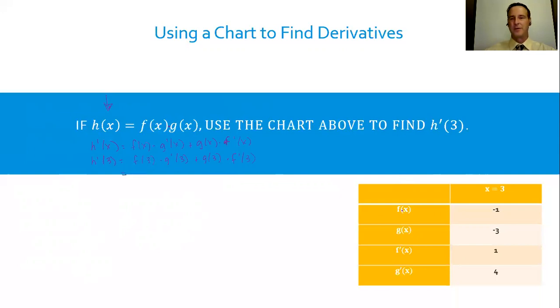f of 3. Well, here's f. Here's my column with 3 in it. Sometimes they'll give you more columns with more numbers. That's a -1. Okay, g prime of 3. Here's g prime, and g prime of 3 is 4. g of 3 is -3. And f prime of 3 is 1.